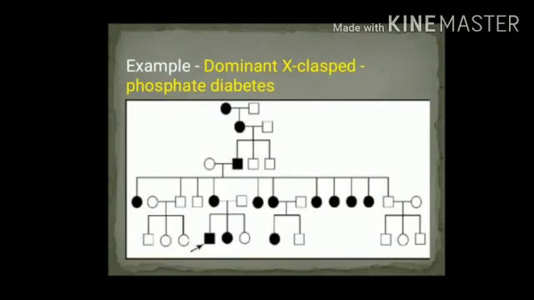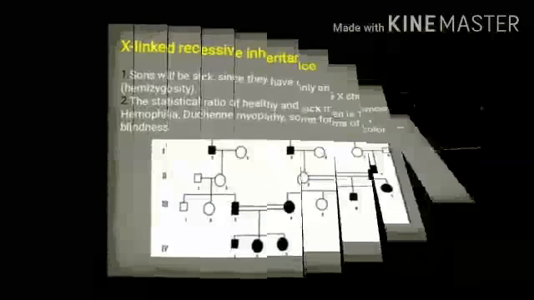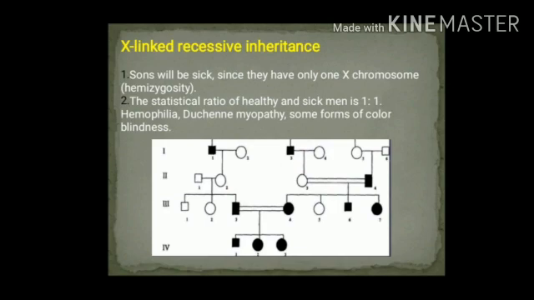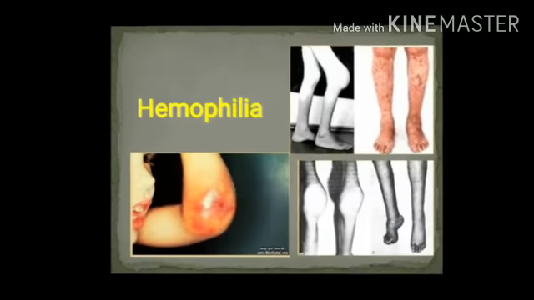And as an example, we know about X-linked recessive inheritance. Sons will be sick, since they have only one X chromosome, and all recessive and dominant genes will all the time be expressed as dominant. The statistical ratio of healthy and sick men is 1 to 1, and examples of this disease are hemophilia and Duchenne myopathy.